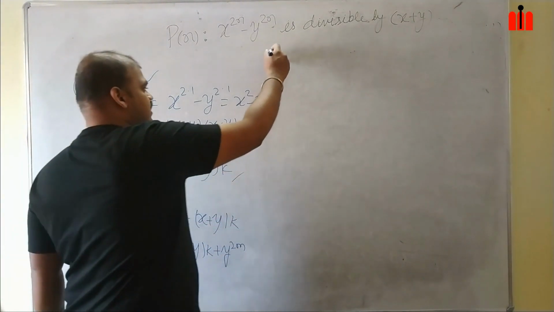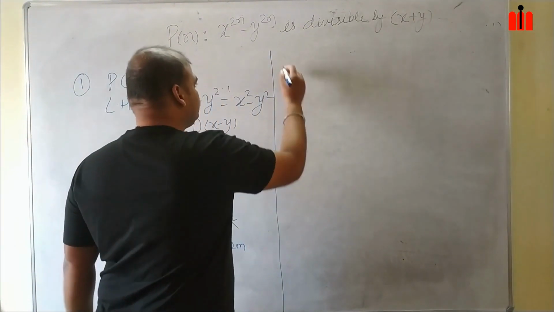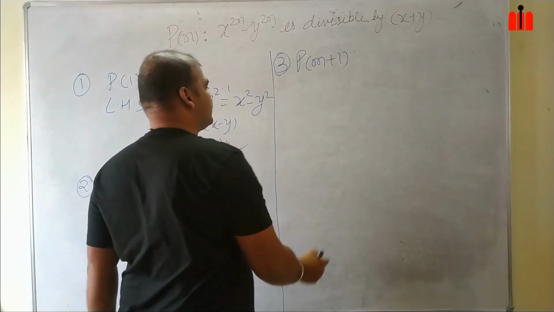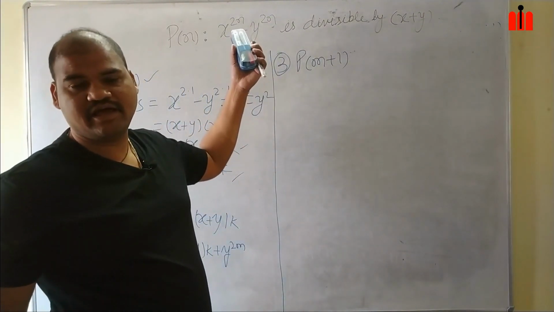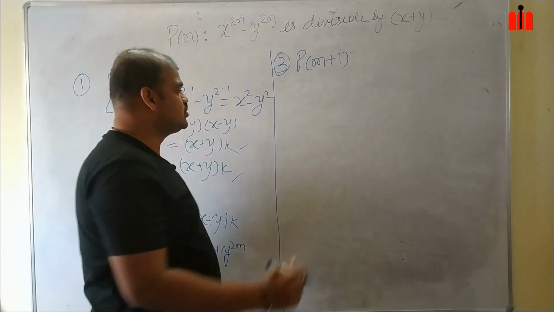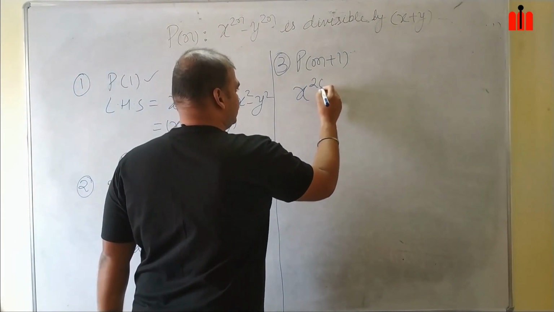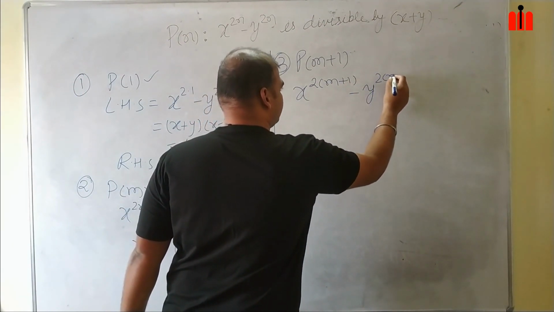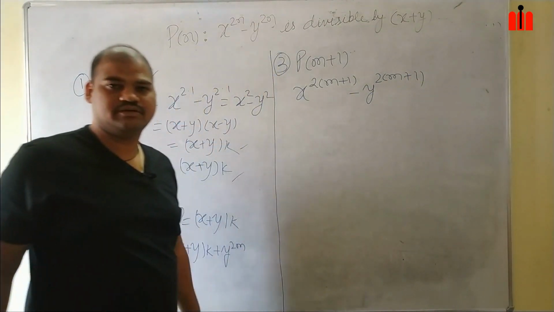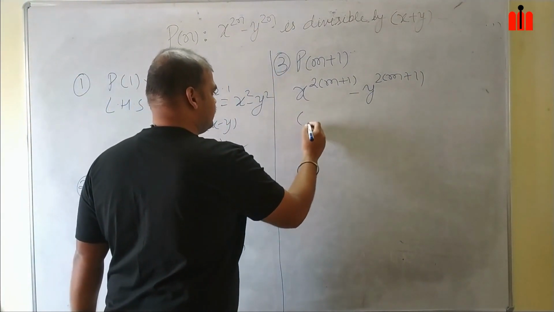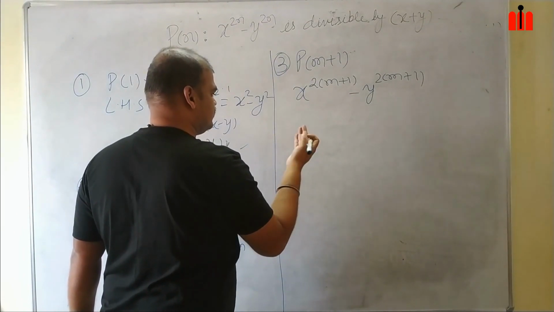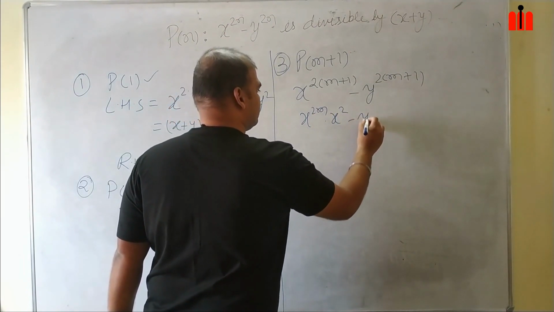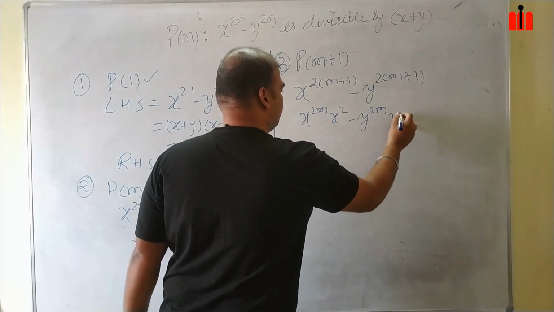Now let's go to our Pm plus 1. In our Pm plus 1 statement, I will replace my n in the L.H.S with m plus 1. Okay, so it will be x to the power of 2m plus 1 minus y to the power of 2m plus 1, right? So my L.H.S will be again x to the power of 2m into x square minus y to the power of 2m into y square.